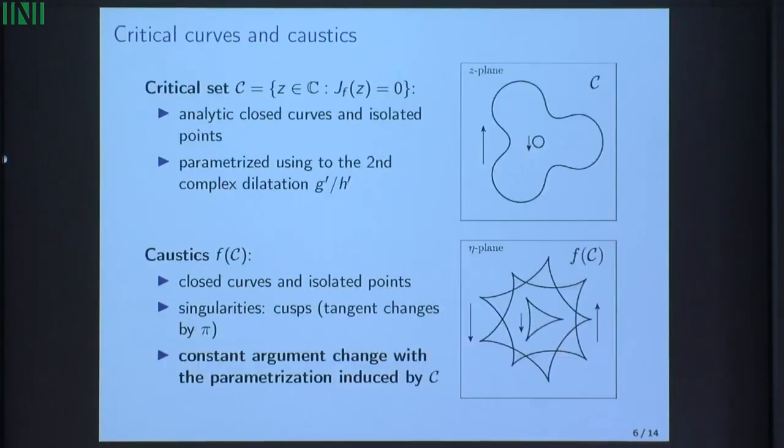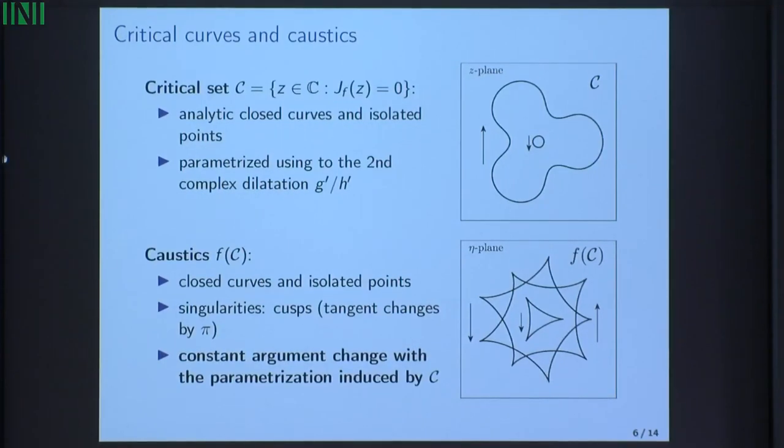And the other point I mentioned are the so-called caustics. First of all, a critical point of our mapping is a point where the function is not locally one-to-one. And then we have the set of all critical points, which consists of analytic closed curves and isolated points, and just ignore the isolated points for the moment. Then we have these curves here, and we parameterize them according to the second complex dilatation g prime divided by h prime. So we have a canonical parametrization.